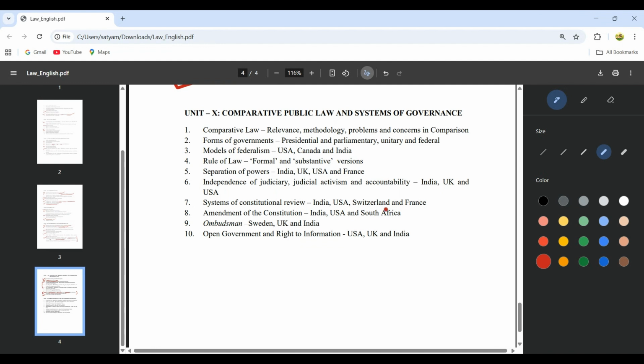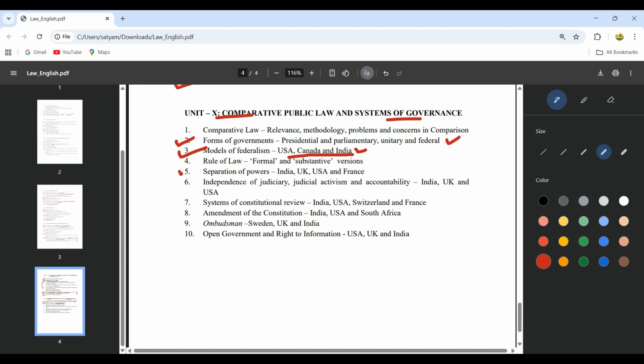Now, moving on to the last unit, Unit 10, Comparative Public Law and Systems of Governance. Forms of government is an important topic: presidential and parliamentary, unitary and federal. So you should know the difference between these forms of government. Then models of federalism: USA, Canada, and India. You should be well versed about the systems of government in these particular countries.